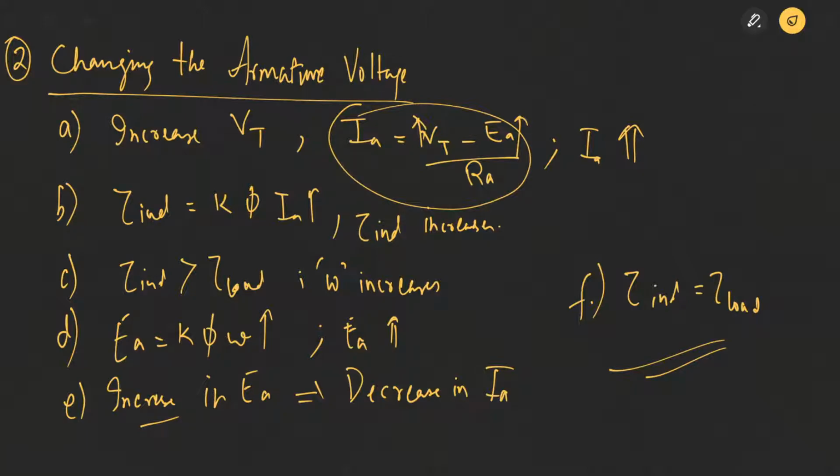So these are two methods that we can employ for controlling the speed of a DC shunt motor. One is the field control method, in which we change the field resistance. And the second one is the armature control method, in which we change the armature voltage feeding the DC shunt motor. Increase in RF causes increase in speed, and increase in armature voltage causes increase in speed. Similarly, decrease in RF, if possible, will cause decrease in speed, and decrease in armature voltage will cause decrease in the rotor speed of the DC shunt motor.